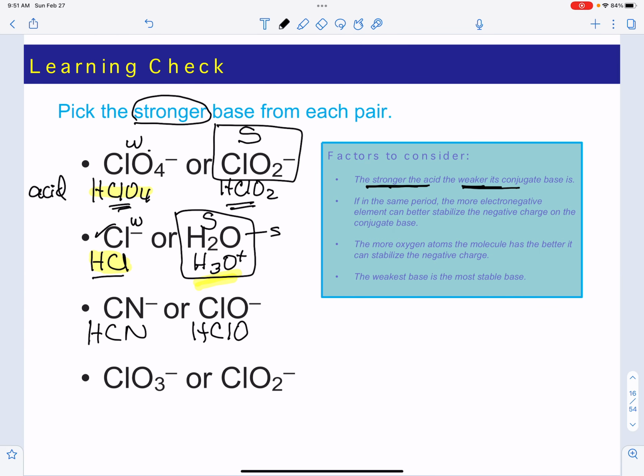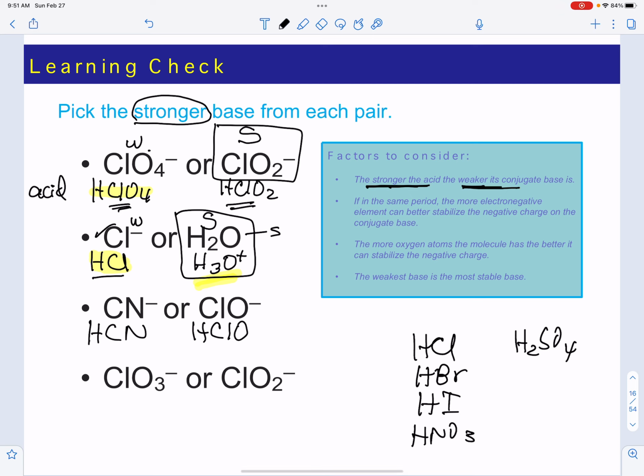No, they're not. Let me do it again. HCl, HBr, HI, HNO3, H2SO4, HClO3, and HClO4. Hydrochloric acid, hydrobromic acid, hydroiodic acid, nitric acid, sulfuric acid, chloric acid, and perchloric acid. So on this one here, none of those matches there. So we cannot use the first factor.